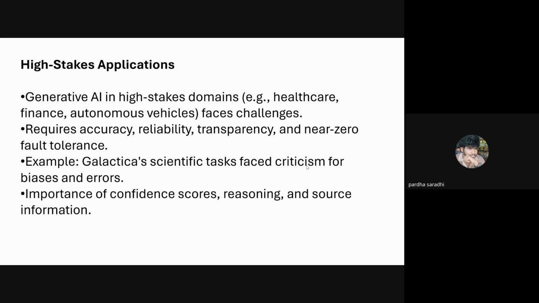Now, the future trends: Gen AI is going to make very good high-stake applications in the near future, especially in healthcare, finance, and autonomous vehicles. This is going to happen. And even right now, we have seen this kind of thing in the recent past. Galactica, on scientific tasks, faced criticism for biases and errors. This happened just because of human errors and everything. So there needs to be a confidence score, reasoning, and source information for high-stake applications right now.